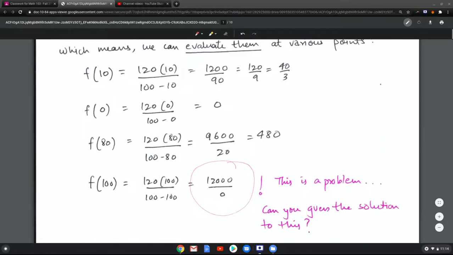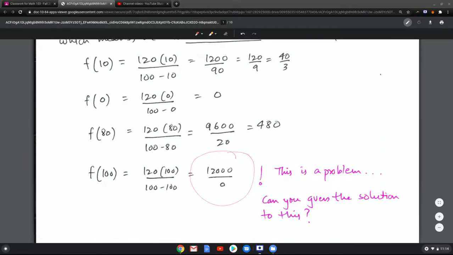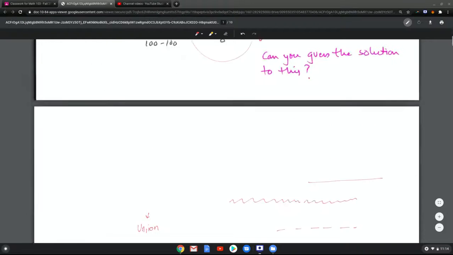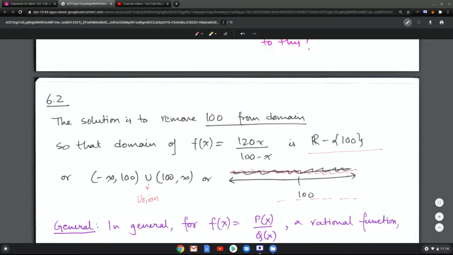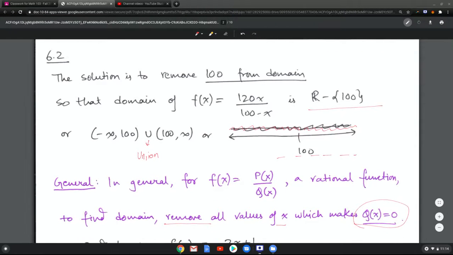f(100), when you try to find it, leads to a problem, which is a division by 0. We've already encountered this problem before, and we know how to deal with it. We deal with it by removing it from the domain. So our domain is R minus 100, or everything from negative infinity up to 100, remove 100, and then 100 to infinity. And we write this using the union symbol.